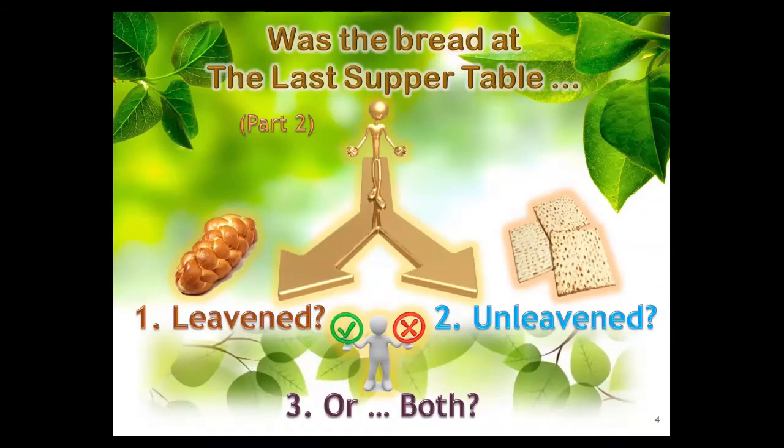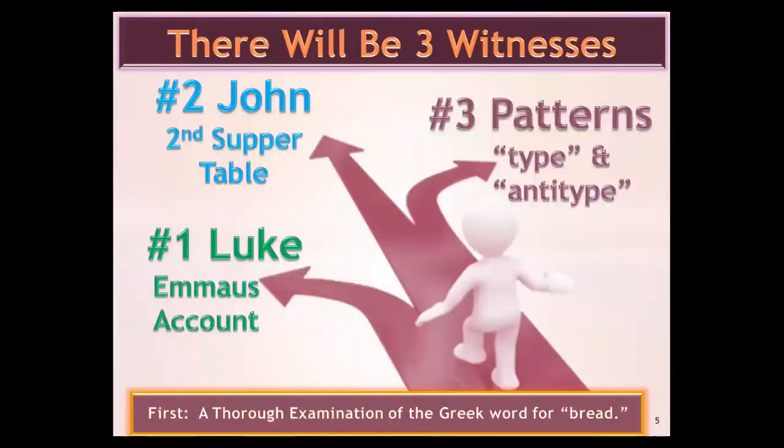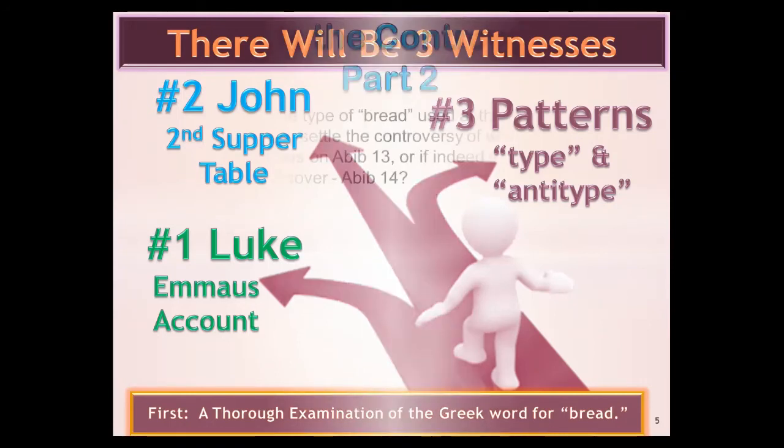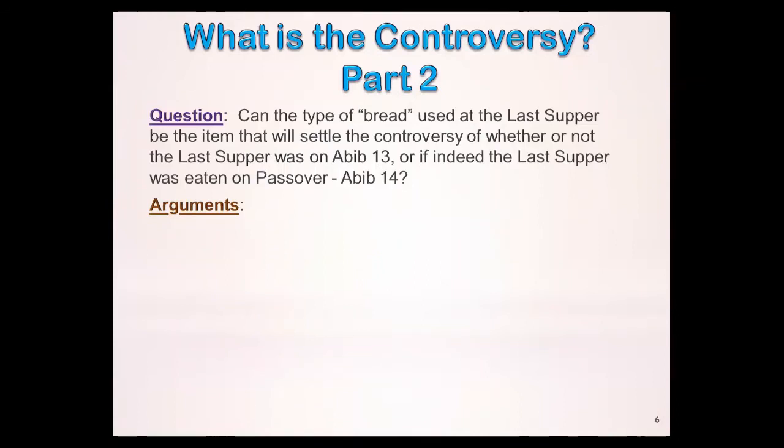We're going to have 3 special witnesses today. The first one is from Luke and the Emmaus account. We're going to again look at the Gospel of John, and I'm calling this the Second Supper table. And on the third witness, we'll look at patterns of type and antitype. But before we do any of that, that's about the last half of the presentation. We're going to do a very thorough examination of the Greek word for bread to find out what is happening there. So what is this controversy all about here in part 2?